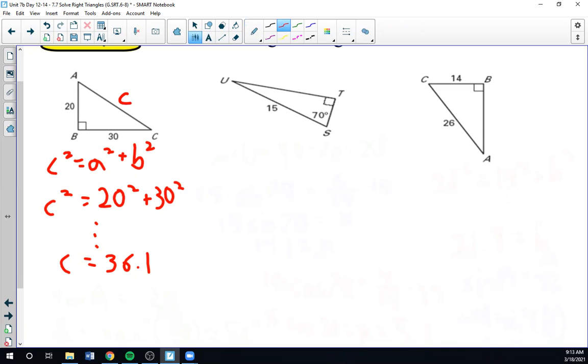And so we have, that goes on the left side, 20 squared is 400, 30 squared is 900, so we get square root of 1300, which is 36.1. Side lengths go to the nearest tenth.